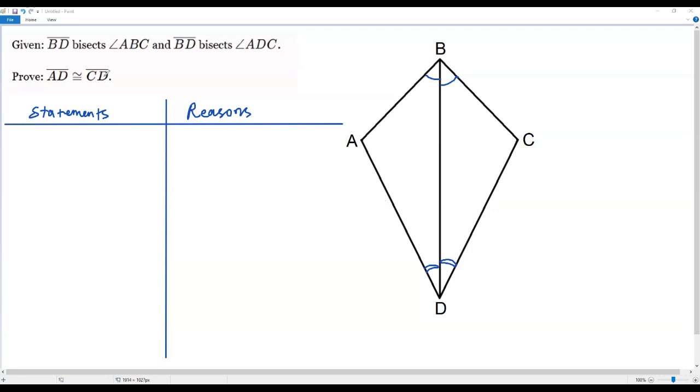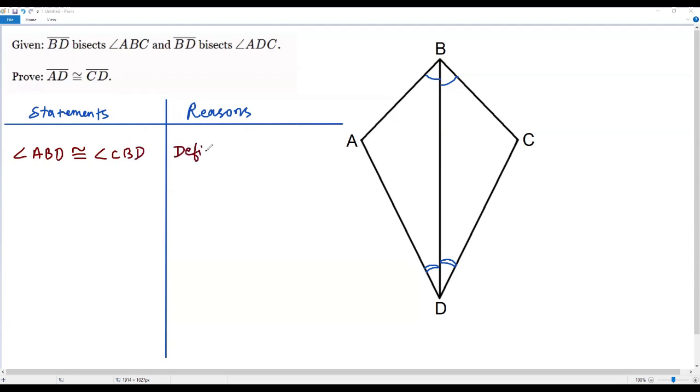Okay, now let me take the first information, that is line segment BD bisects the angle measure ABC. So BD bisects angle measure ABC. That means the angle measure ABC has been divided into two equal parts by the line segment BD. So the angle measure ABD and the angle measure CBD are congruent. So let me write the stuff over here. So angle ABD is congruent to angle CBD. So what's the reason for this one?